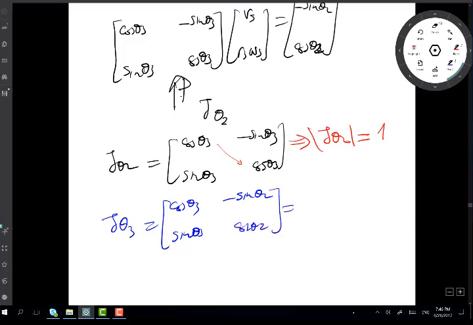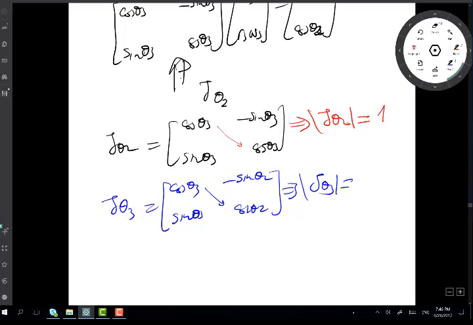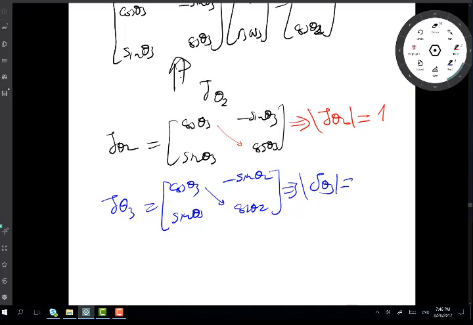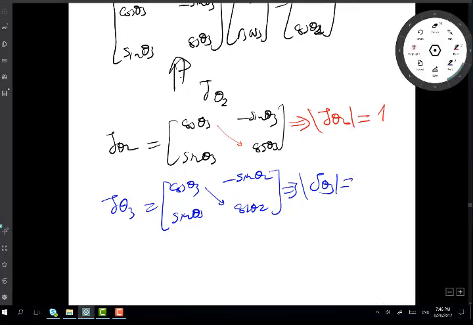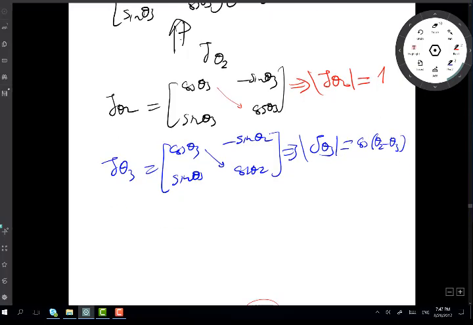And then if you want to calculate the Jacobian over here, which will give you cosine squared plus sine squared. So you get this Jacobian now, which, if you calculate cosine squared plus sine squared, will be cosine of the difference. So cosine of theta 2 minus theta 3, or theta 3 minus theta 2, doesn't make much difference.